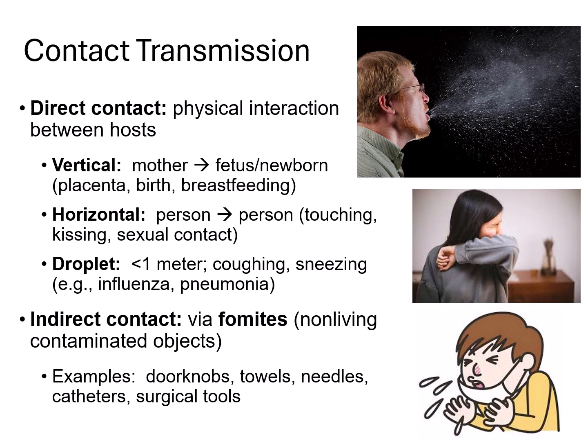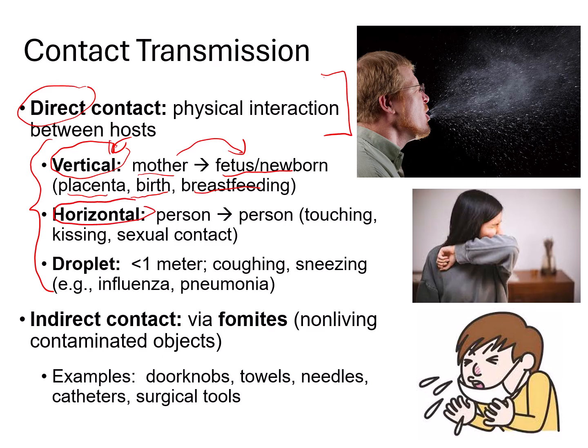And contact transmission can be direct or indirect. For direct contact, we're looking at physical interaction directly between two hosts. In the subtypes of direct contact, we have vertical, horizontal, or droplet. In vertical contact, it's the mother passing the pathogen to the fetus or newborn, and this can be through the placenta, if it crosses the placenta, through childbirth, or through breastfeeding. So this is from one generation to the next for vertical direct contact.